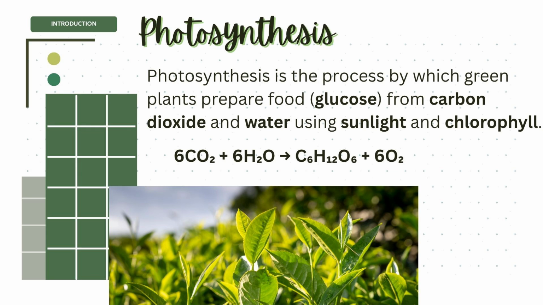So basically, photosynthesis is the method by which plants make their own food and gives us oxygen to breathe. The process is represented by the equation 6CO2 plus 6H2O gives C6H12O6 plus 6O2. This means 6 molecules of carbon dioxide combine with 6 molecules of water to form 1 molecule of glucose and 6 molecules of oxygen.